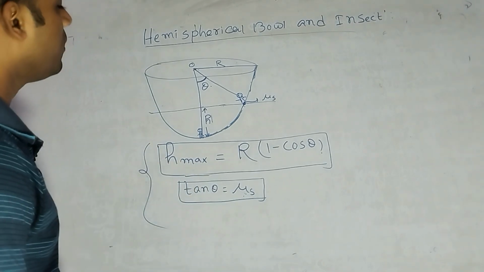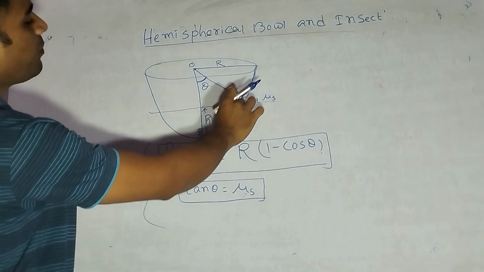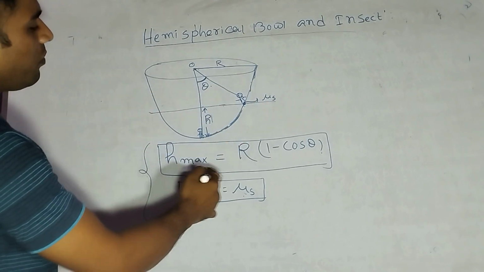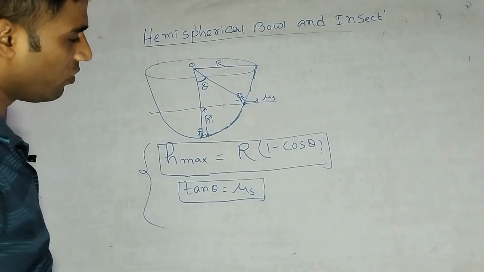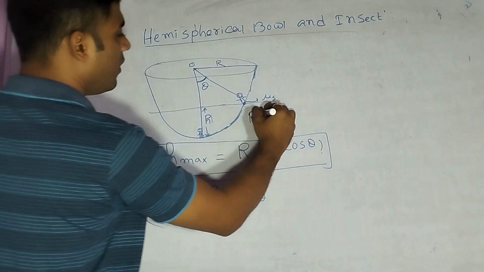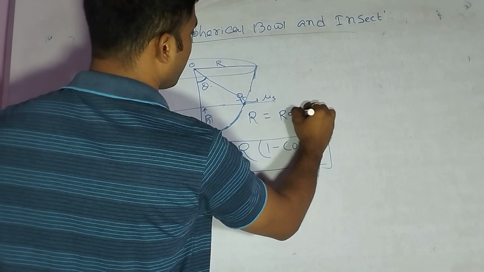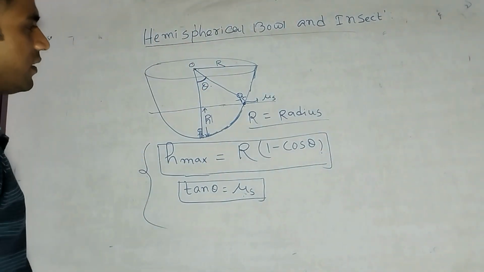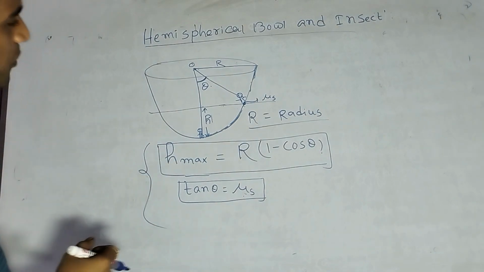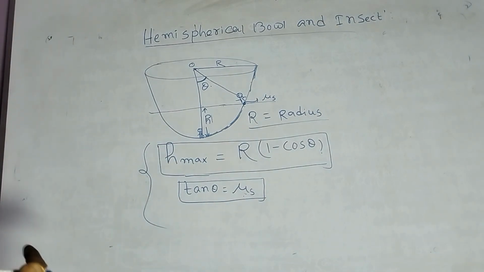H max, the maximum height the insect can crawl on the hemispherical bowl, is r into 1 minus cos theta, where r is the radius of the hemispherical bowl. This is the normal equation, just a basic hemispherical bowl problem.